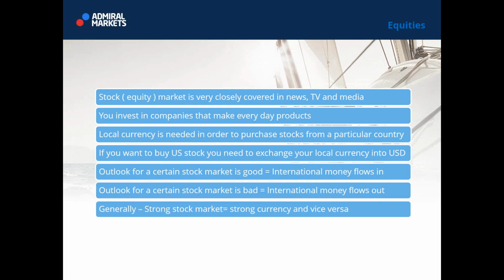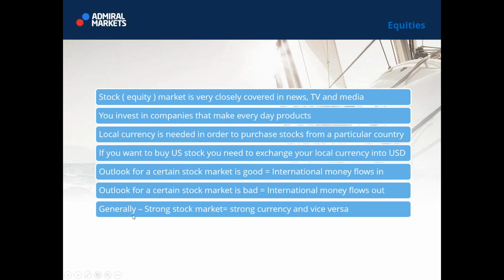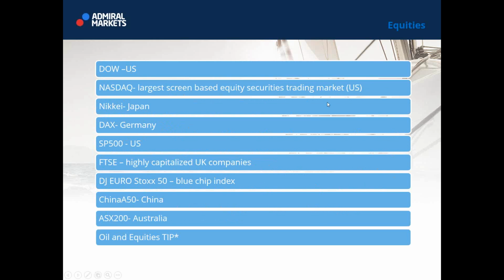If you see, let's say, that, and this is important, now I will explain why I mean this. Strong stock market or equities, okay? Strong currency and vice versa. That is very much reflected on yen pairs, guys. Very much.